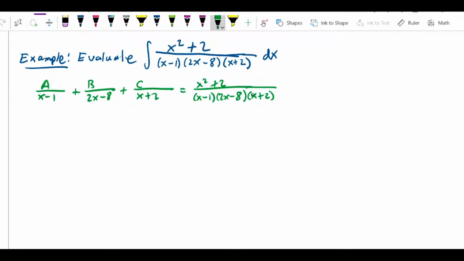And by the way, let me just take this opportunity to demonstrate one fairly important thing. I will often see people write things like this: the integral of 1 over x minus 1, 2x minus 8, x plus 2 is equal to A over x minus 1 plus B over 2x minus 8 plus C over x plus 2. This is not true. In other words, it's not true that the antiderivative of this rational function is equal to the sum of these three fractions. You really have to use the antiderivative or integral symbol consistently on both sides.